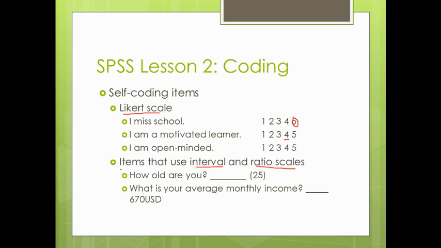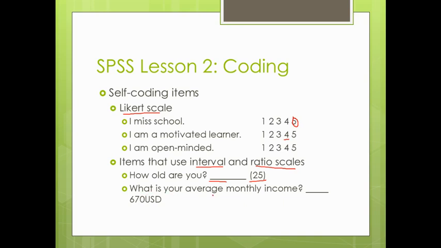Another example here, items that use interval and ratio scales. For example, we might ask this question in our research: how old are you? And then we provide a blank space for the respondents to enter the actual age. For example, if one respondent entered 25 years old, we do not need to code anything. What we need to do is to enter 25 into Excel again.